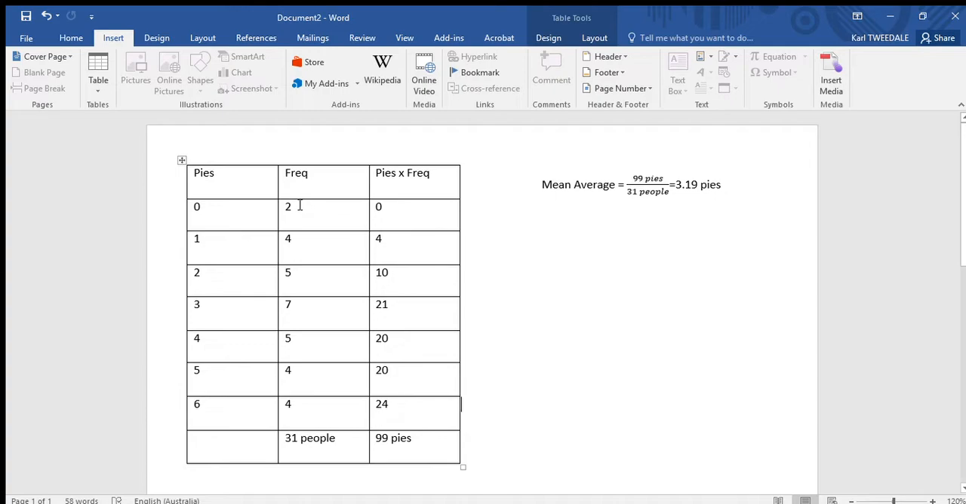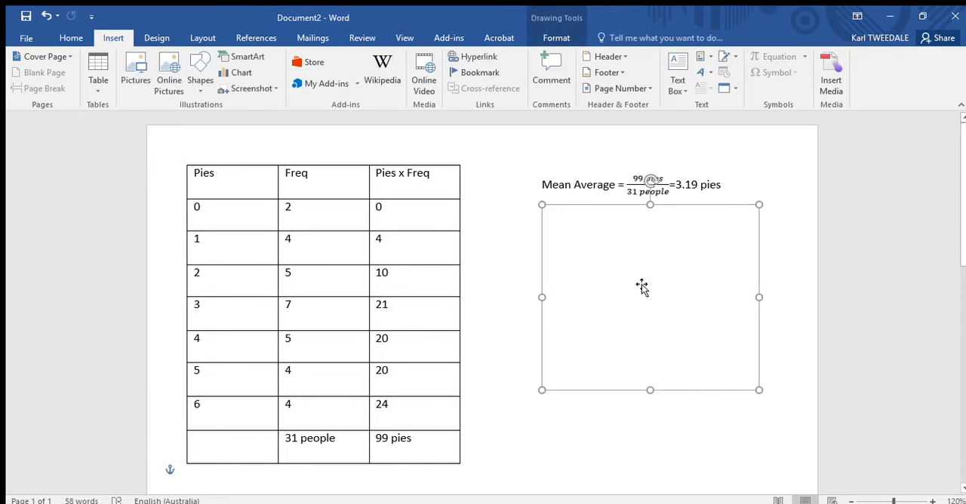So here we are. The first 2 people wanted 0 pies. The next 4 people wanted 1 pie. We're now up to 6 people, and remember, we're going to stop when we get to 16 people. We now add 5 more. So 6 plus 5 is 11. We're still not up to 16. Now we add on another 7, and you can see that we've now gone past 16 people. So the 16th person wanted 3 pies.